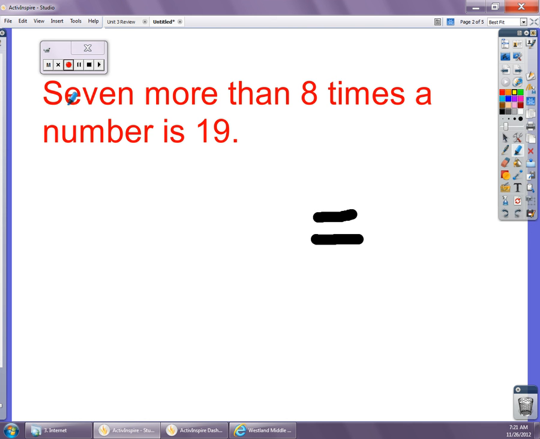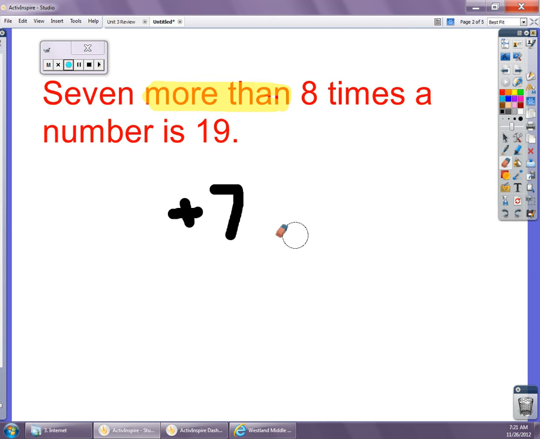So first of all, right here, even before I read the 7, I saw that it said "more than." And "more than" lets you know that it's going to be addition, but when you have "more than," instead of saying 7 plus, you put the plus 7 at the end. At this point, I didn't see anything that told me to make an equal sign, so even though I know it's an equation, I'm going to leave it like this for now. So 7 more than, that's plus 7, and the other stuff is going to go right before the plus 7. 8 times a number.